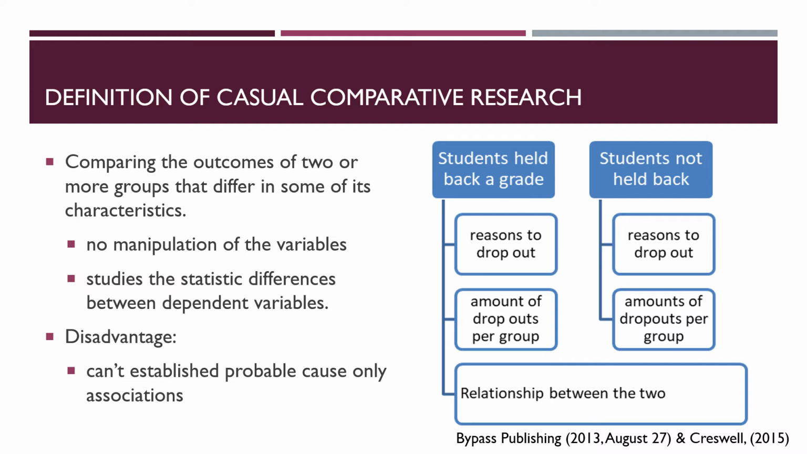Why can we not establish probable cause? Because you don't have a control group. For example, an investigator compares high school dropout rate between students who were held back a grade or two and students who were not held back. After analyzing the results, the investigator associates the outcomes with the causes established in the beginning of the process. This may explain the relationship between the two or what they have in common.